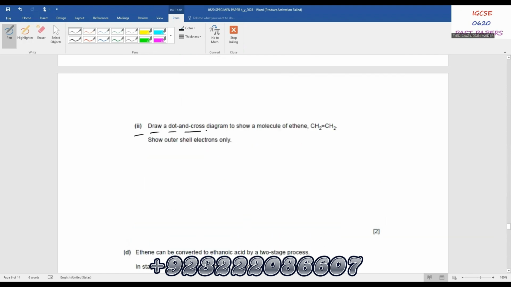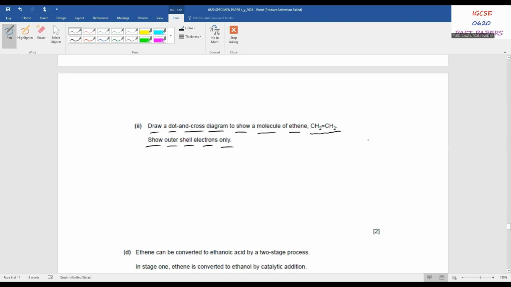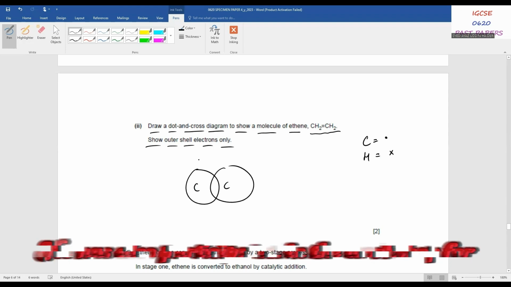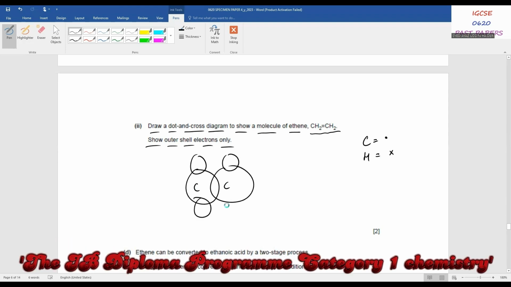Number 2, draw a dot and cross diagram to show a molecule of ethene, C2H4. Show outer shell electrons only. So I'm using the dot and cross here. So you have C here, H here. For C, I'm using dot. Hydrogen, I'm using cross. Should be like this. 2C and 4H.